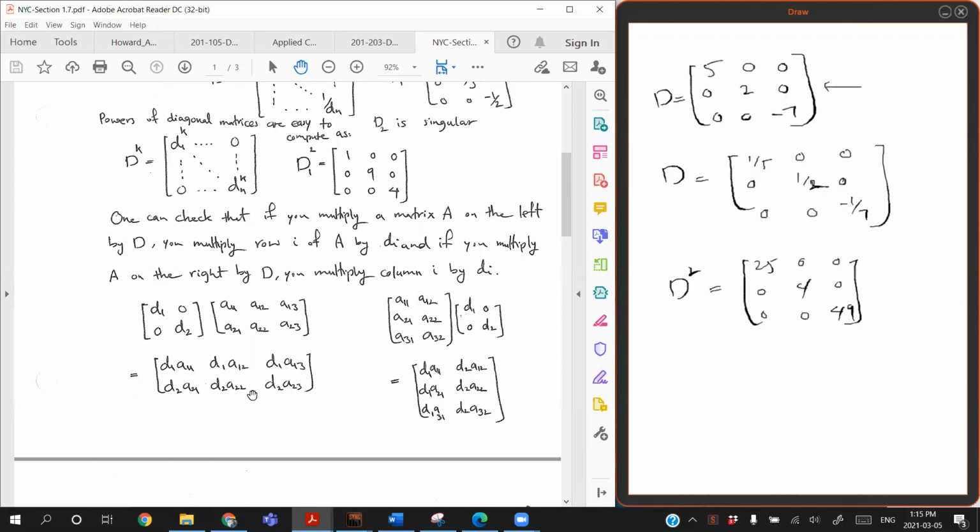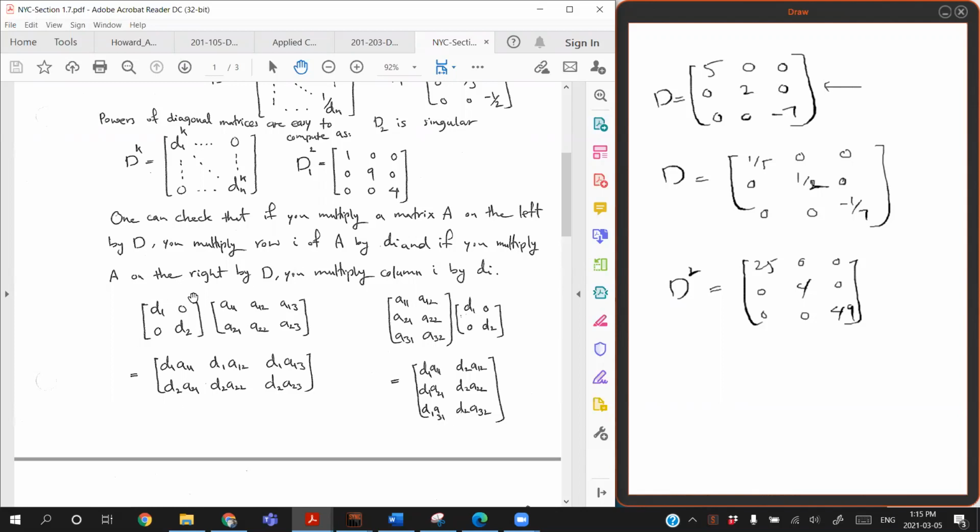So one can check that if you multiply a matrix A on the left by D, then you are multiplying each row of A by Di. So the first row will be multiplied by D1. The second row will be multiplied by D2. The third row will be multiplied by D3, and so on.